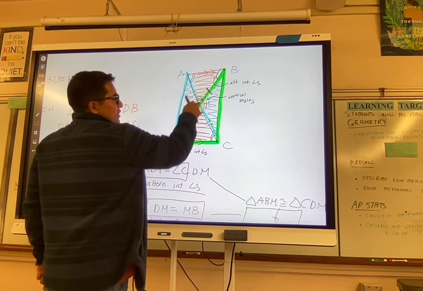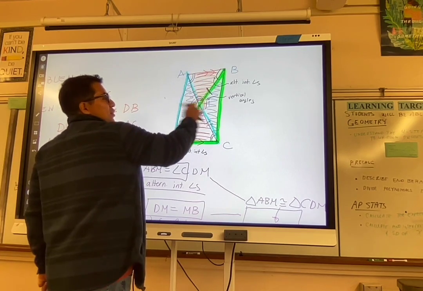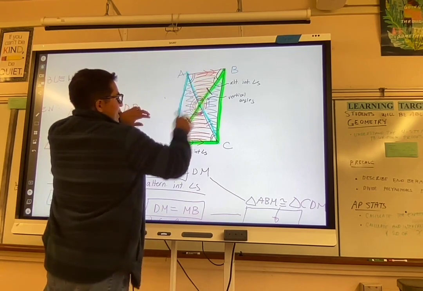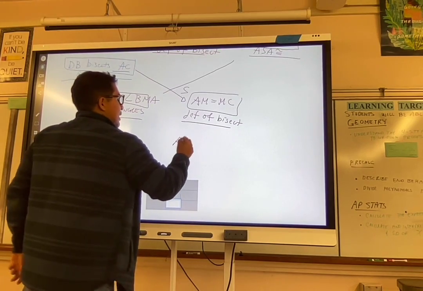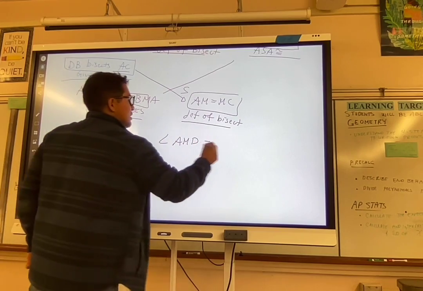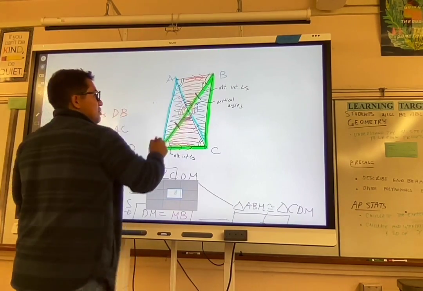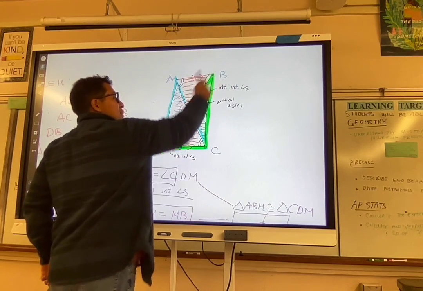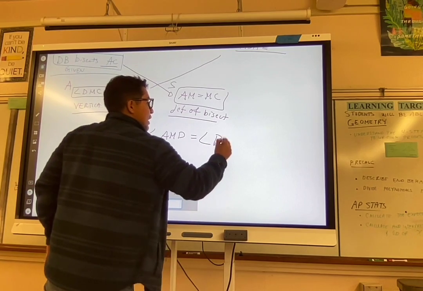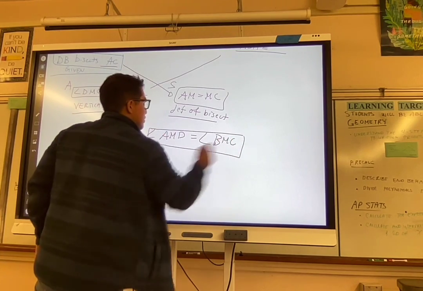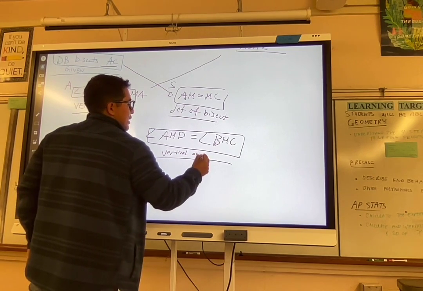After that, we could also say, hey, we have another pair of vertical angles. We had vertical angles up and down, but now we have vertical angles left and right. So that would be described as AMD. Let's write that over here. Angle AMD is equal to, let me go back to the picture, the other vertical angle, which is BMC. We're saying these 2 vertical angles are congruent. We'll say vertical angles.